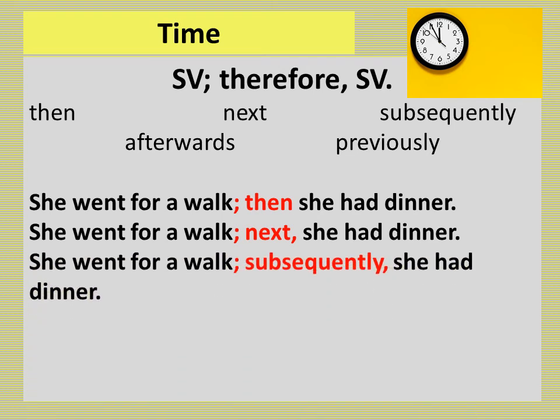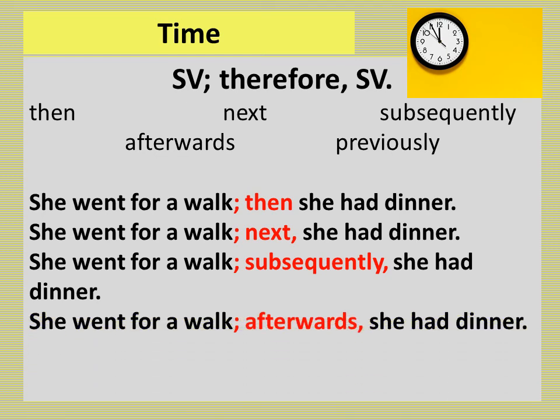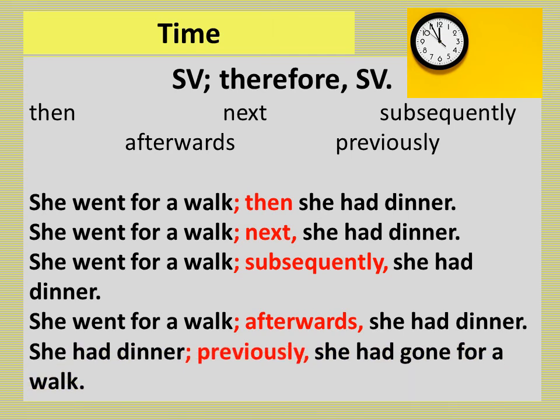And I could say the same exact thing using subsequently. She went for a walk, subsequently she had dinner. And also, she went for a walk, afterwards she had dinner. And previously means that we've switched the order here. So she had dinner, previously she had gone for a walk. And there's a slight verb change there, which we won't worry about for now.